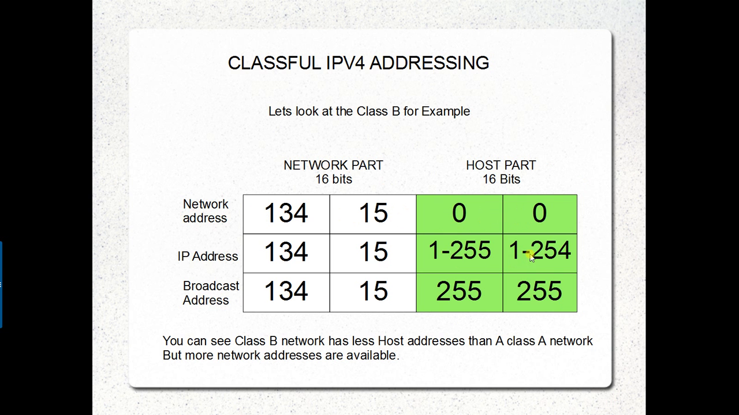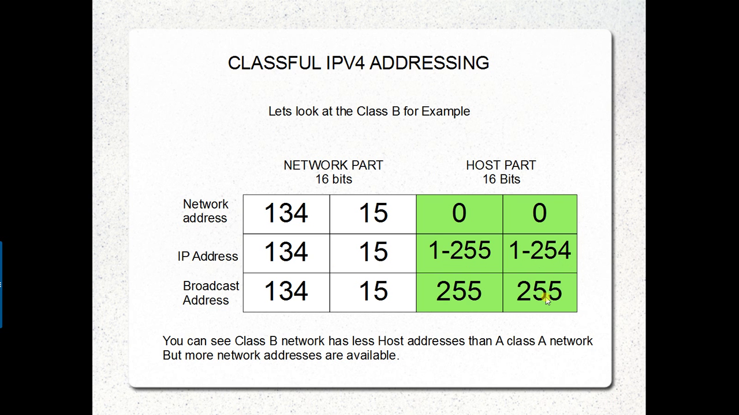This one counts up from 1 to 254, so we can have 134.15.0.1, and we can have 134.15.0.2, all the way up to 254. Then this goes to 255 the first time, and this one counts up from 1 all the way to 255, and then the second time this stops at 254 because this one is 255.